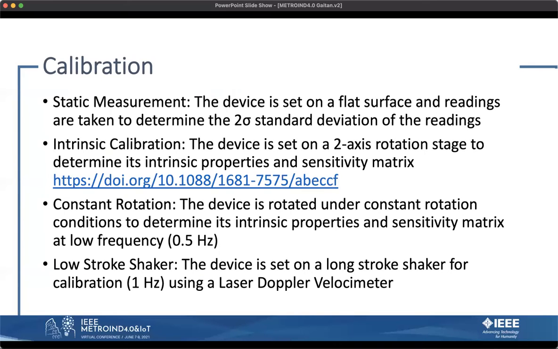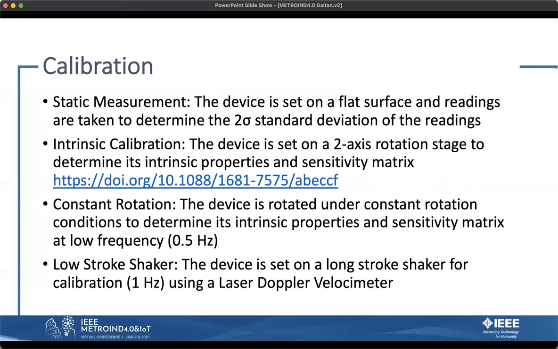You can find a very detailed description of this in the link that I'm providing here. Basically it's done by putting the device on a 2-axis rotation stage. This rotation stage orients the device, turning around each of the 3 axes, X, Y, and Z, to determine the sensitivities. In fact, we call these intrinsic properties because it's determining not only sensitivities, but also the angles between those 3 accelerometers.